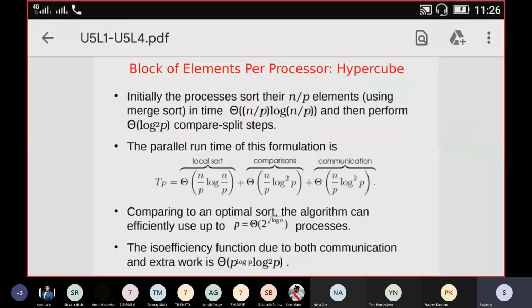So we have discussed the isoefficiency function for the bitonic sort. Initially, we computed its parallel runtime TP considering the local sort, then comparison and communication among the processors. Then finally we derived the isoefficiency function in terms of problem size, or the number of processing elements, and the overhead function, that is T0 or W, if you see there.